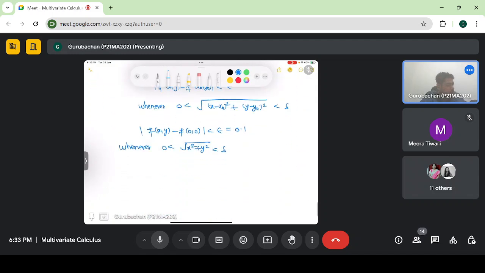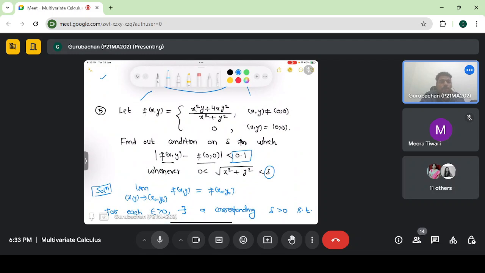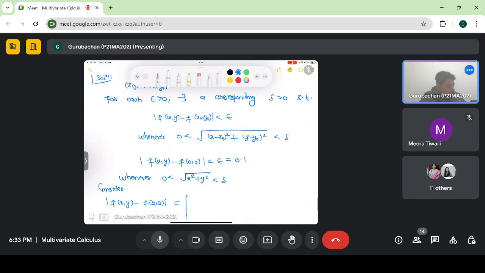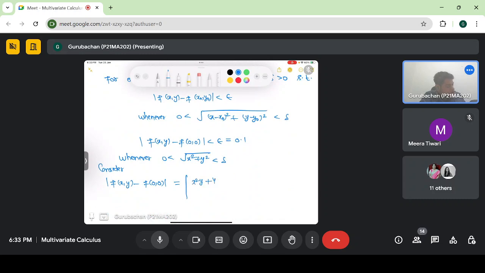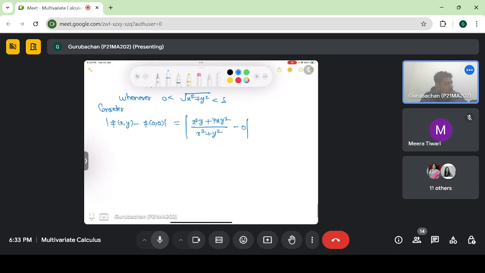For that, we will consider |f(x,y) minus f(0,0)|. What is the value of f(x,y) whenever it is not 0? It is (x square y plus 4x y square) divided by (x square plus y square). And what is the value of f(0,0)? It is exactly 0. So it will come out to be the modulus of (x square y plus 4x y square) divided by (x square plus y square).